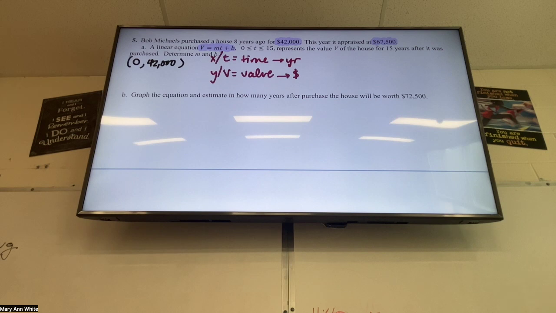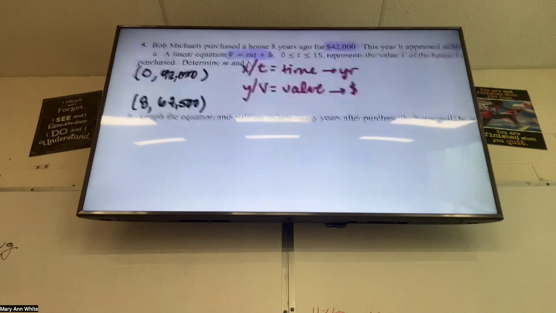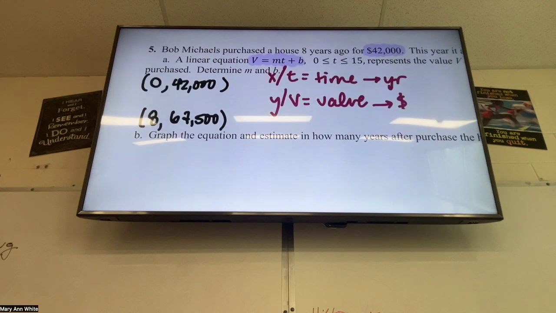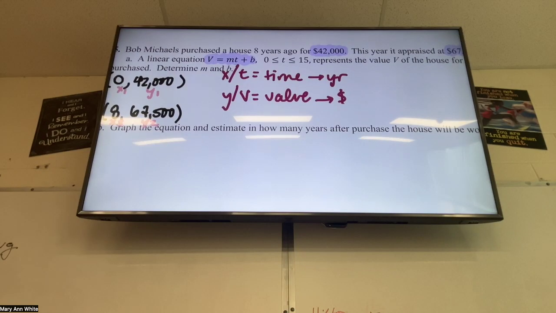Now, 8 years later, that means that now he's owned it for 8 years. It costs $67,500, right? So that ordered pair is going to look like this. So first thing I like to do is put it in terms of an ordered pair. And now I'm going to very easily be able to make this a slope because I can label x1, y1, x2, y2, and I can plug into my slope equation. So we'll use those numbers.